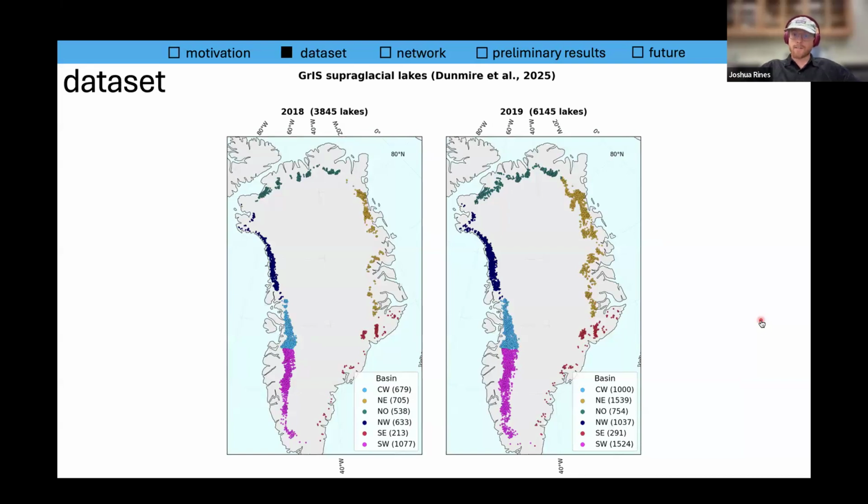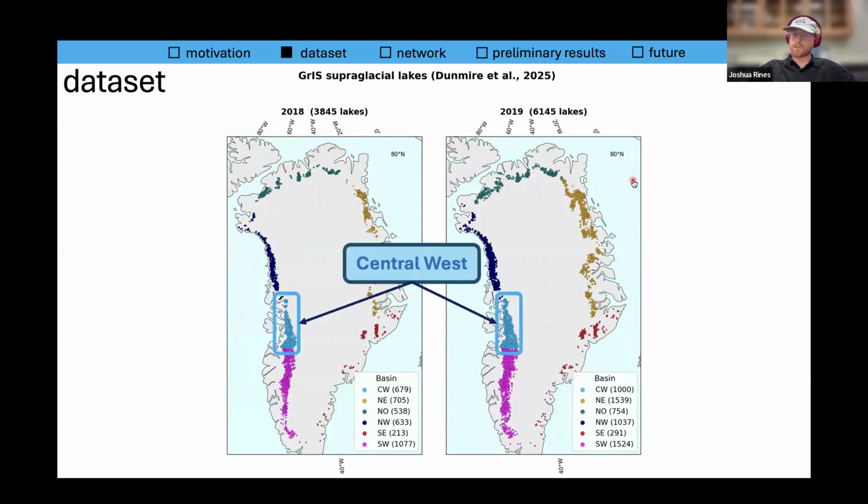And so we build on this amazing data set that Devin Dunmeyer et al. published last year in 2025, which has the lake locations for 2 years across the entire ice sheet, 2018 on the left and 2019 on the right. And we're just going to focus on the Central West region. There's a lot of in situ studies, field work that has been done in that region, and it's also a pretty dynamic area. So we have a lot of good context in that area.